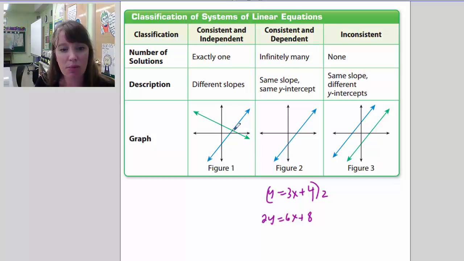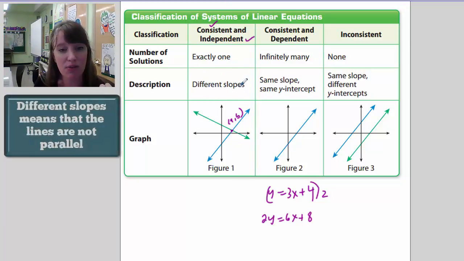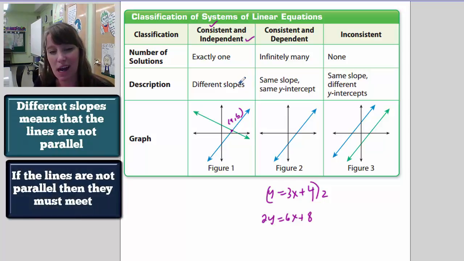Okay, well, here's the classification. If you have two lines and they meet at one point, there's exactly one solution, right? It's the ordered pair, whatever this A comma B is. And this is called a consistent and independent system, right? The system itself, the two equations taken together, is called a consistent and independent system. Okay, what you definitely know about them is they have different slopes, all right? Because if they have different slopes, it means they're not parallel. If they're not parallel, that means they'll intersect exactly once.